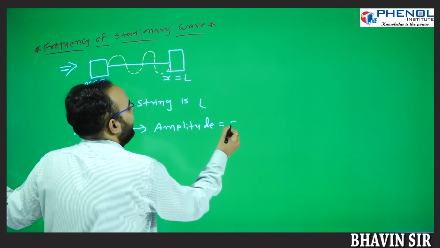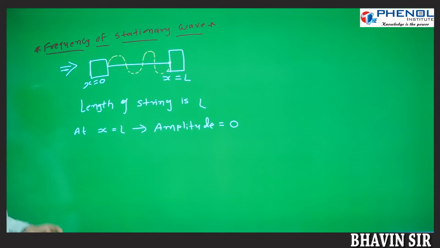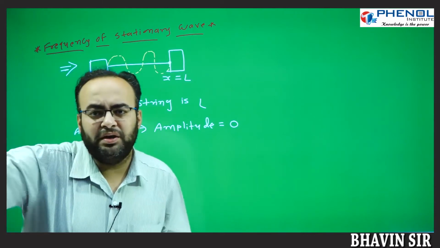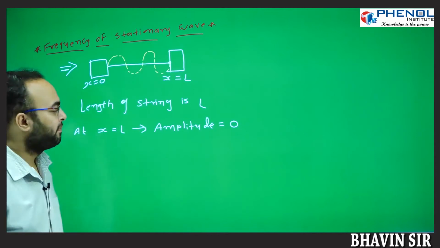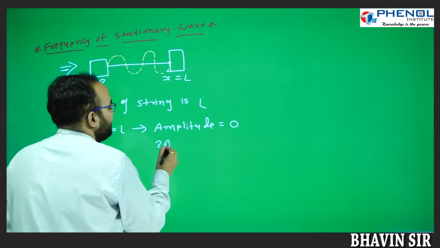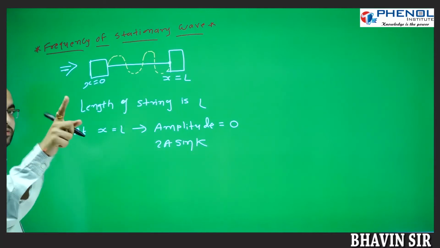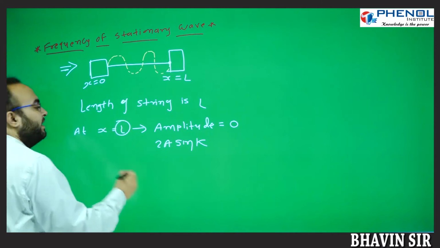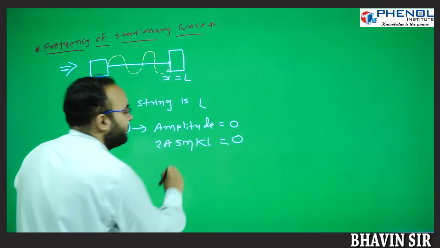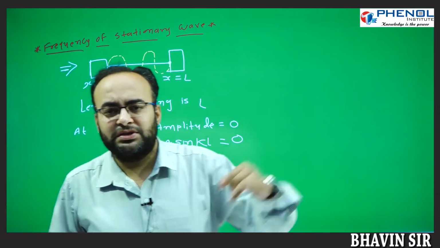See, at x equals L, wherever at x equals L, what is the amplitude? It becomes 0. Now what is the amplitude of the stationary wave? 2a sin kx. But what is x? L. So here we write 2a sin kL. Okay, we want to obtain the frequency of the stationary wave.